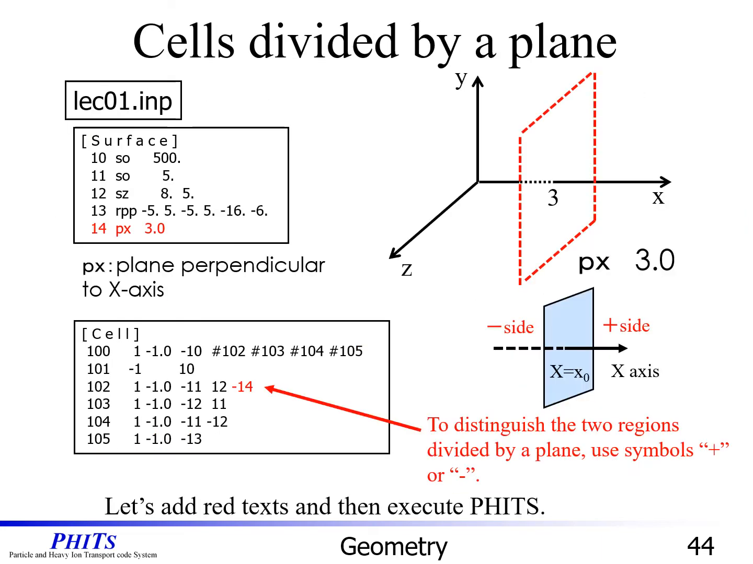This slide shows you how to divide cells by a plane. In the surface section, we can also define plane. The symbol of px means perpendicular plane to x-axis. The numerical parameter of px means where the plane is placed on. In the cell section, we use symbols plus or minus to distinguish the two regions divided by a plane. So, now, let's add red texts and then execute PHITS.